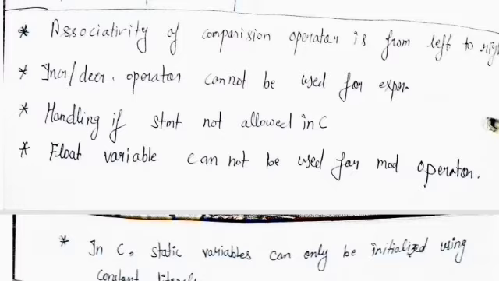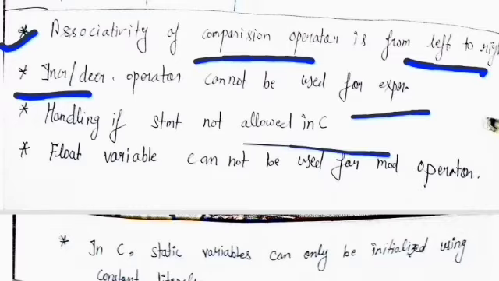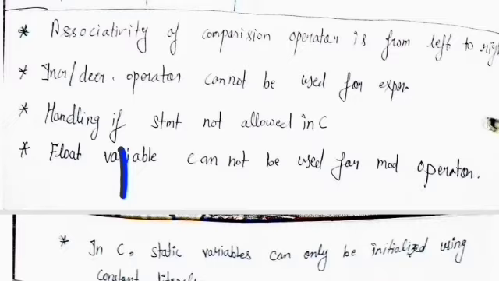Another next and important point: the associativity of the comparison operator is from left to right, and the increment and decrement operators can't be used on expressions. This is a very important point. And a handling if statement is not allowed in C. A float variable cannot be used for the mod operation, meaning the modulus operator.